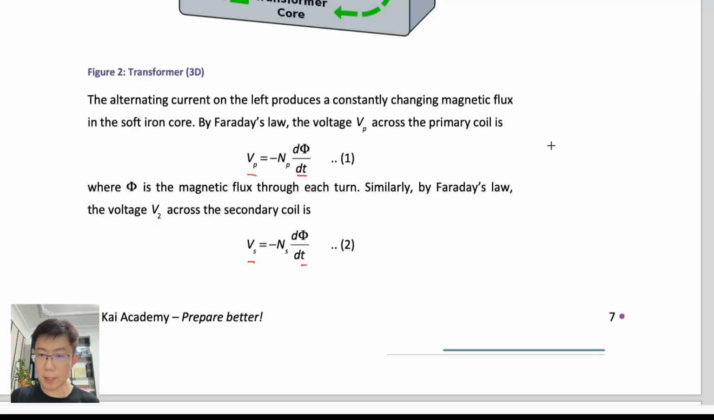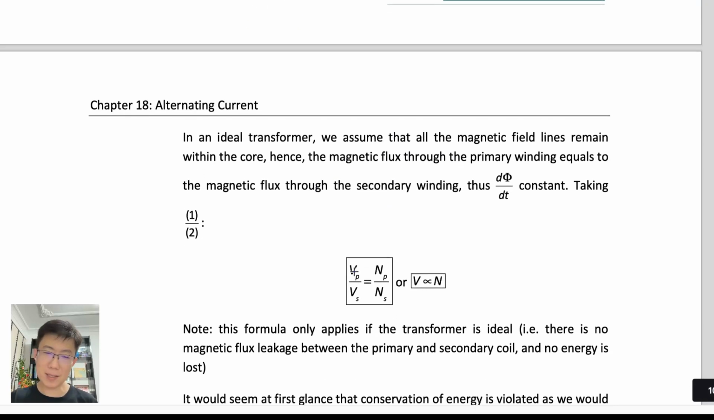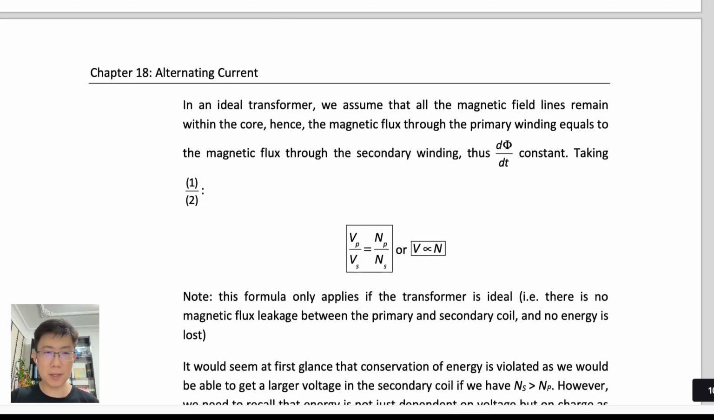Okay. If you were to take equation 1, divide by equation 2, then what you will find is that Vp over Vs is going to be Np over Ns. Okay, and so it's simply just memorize or remember this one. It's simply telling us that the induced voltage is proportional to the number of turns of the coil.